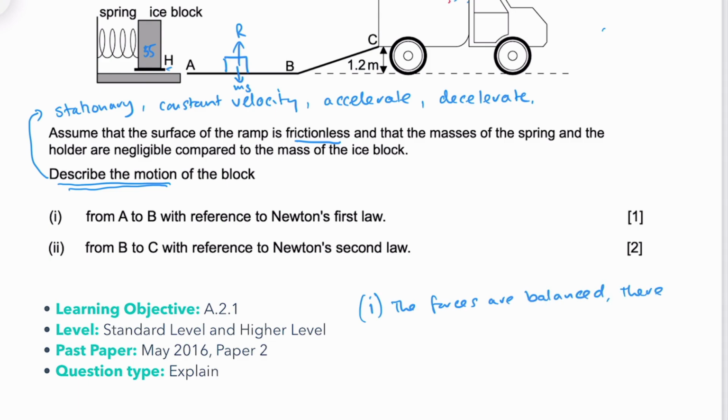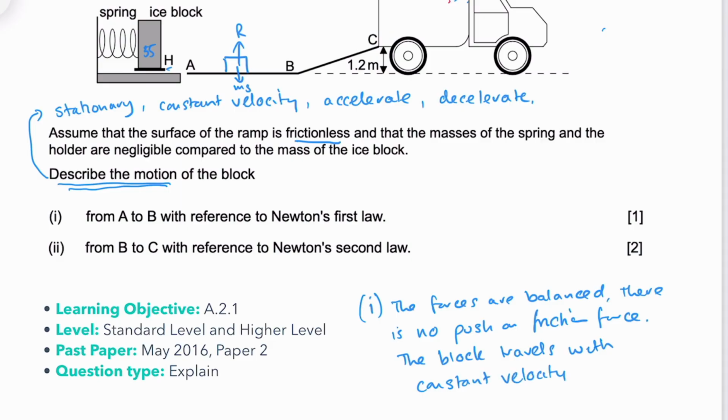If we then go to the answer, we'll say the forces are balanced. There is no push or friction force. And then we've got to come up with one of these 4 phrases. The block travels with constant velocity. Number 2.